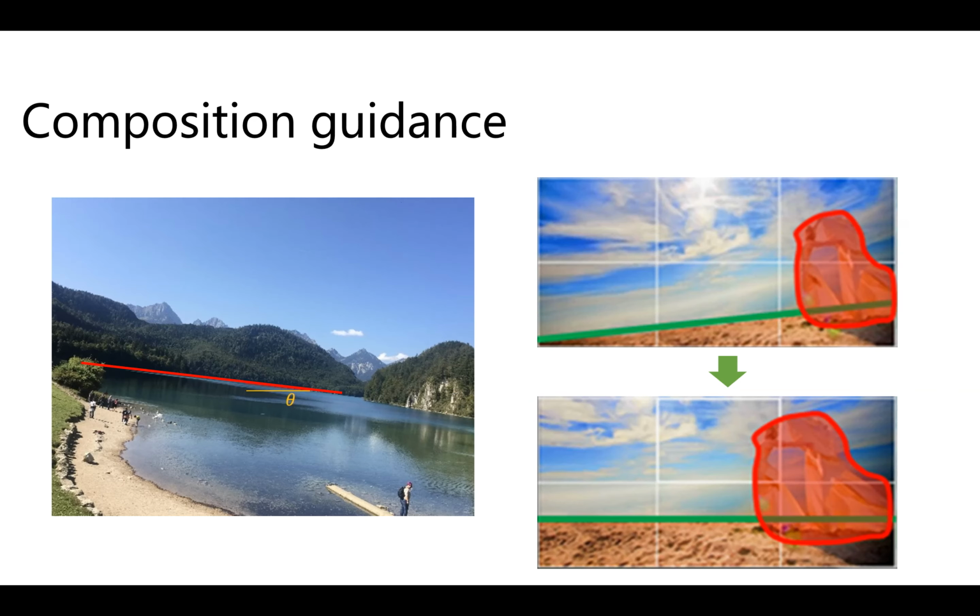And also we can do the composition guidance. Through our photographer, we can analyze the so-called prominent line. As you can see, there is a red line in the left image to separate the mountain and the lake in the image. And for the right hand side, we can see an adjustment guided by the photographer so that we can make the photo follow the rule of thirds.